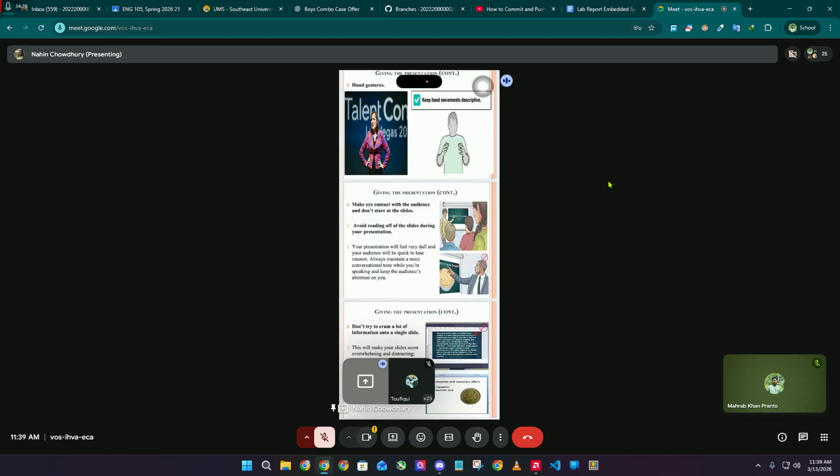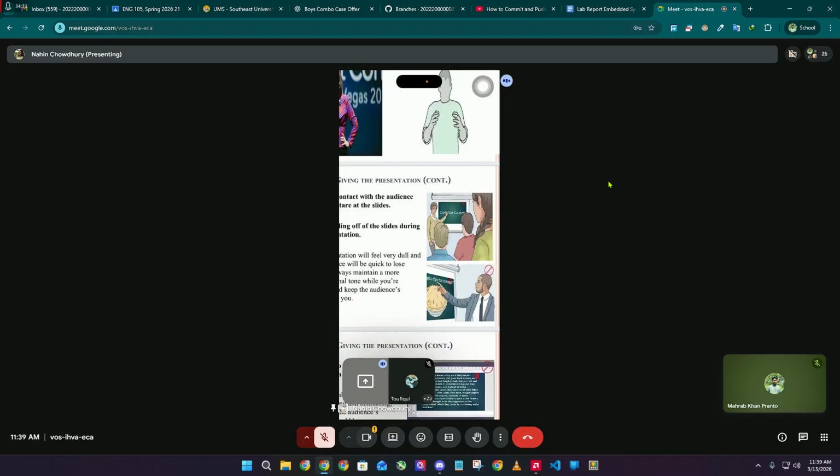So if you see the first picture in here, this one, the first one is good. You are referring to the slide, because you are using a PowerPoint slide, but at the same time, you're keeping your eyes on the audience. But if you see the second picture, well, this is not a good one, right?